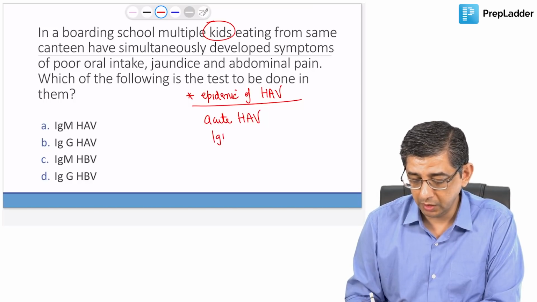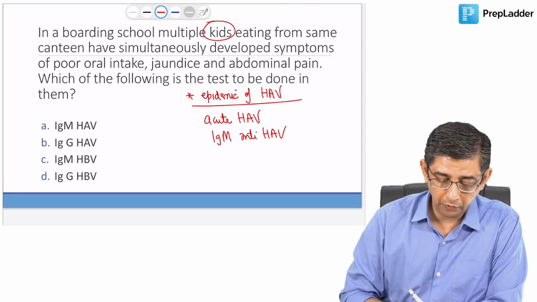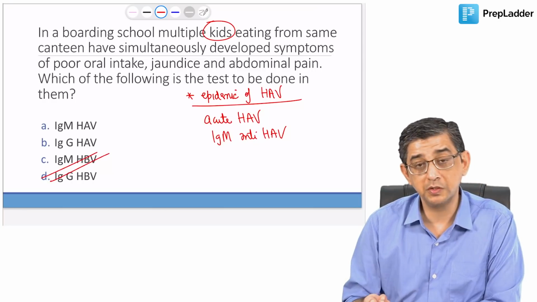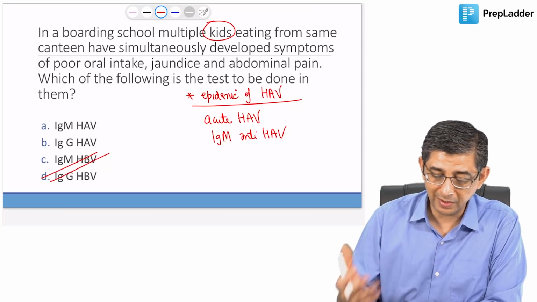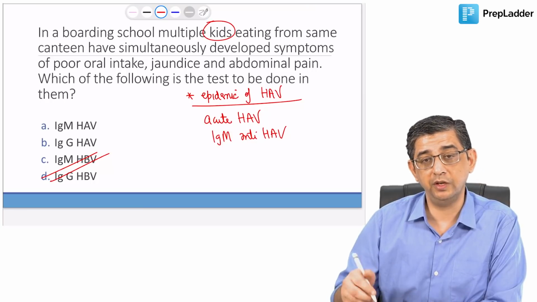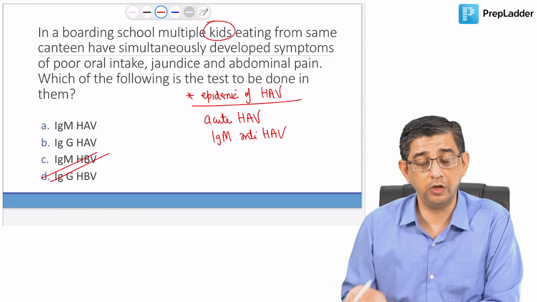So you will be doing IgM class of antibody against hepatitis A. You can obviously rule out hepatitis B options in this question because there are no per se chances of hepatitis B in this case, because we're talking about fecal-oral. We're not talking about a blood transfusion.